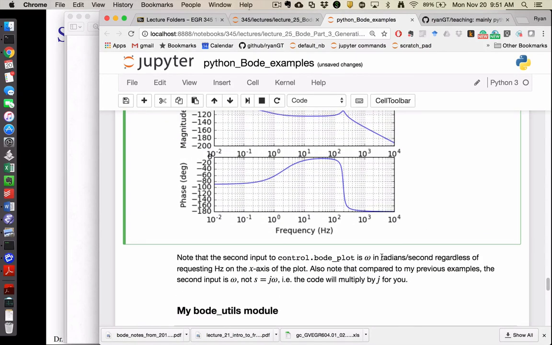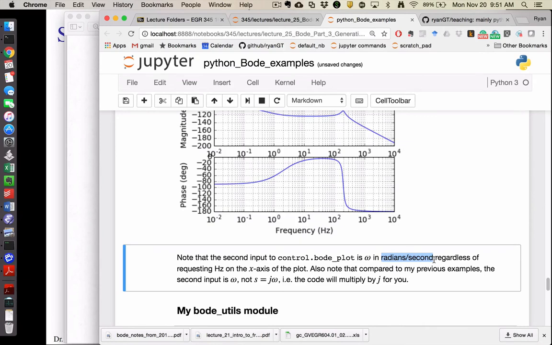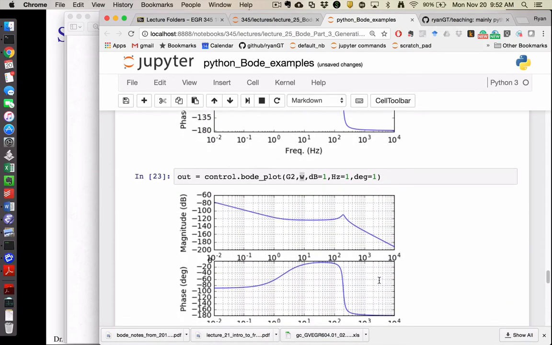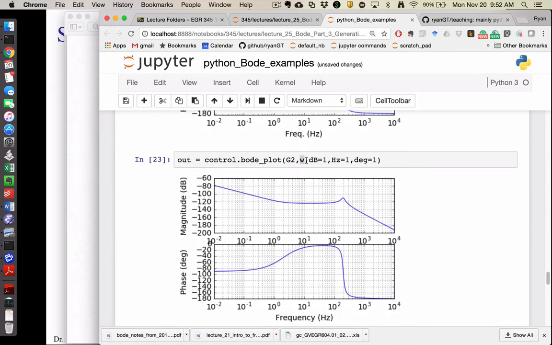Omega must be in radians per second, regardless of whether or not you're asking it to plot in hertz. And you're passing in omega, not s equals j omega. The code already will multiply by j for you. So if you plug in j omega, it'll get multiplied by another j and become negative omega, and that will mess you up. So if you're going to use their code, make sure you know how to do that correctly.